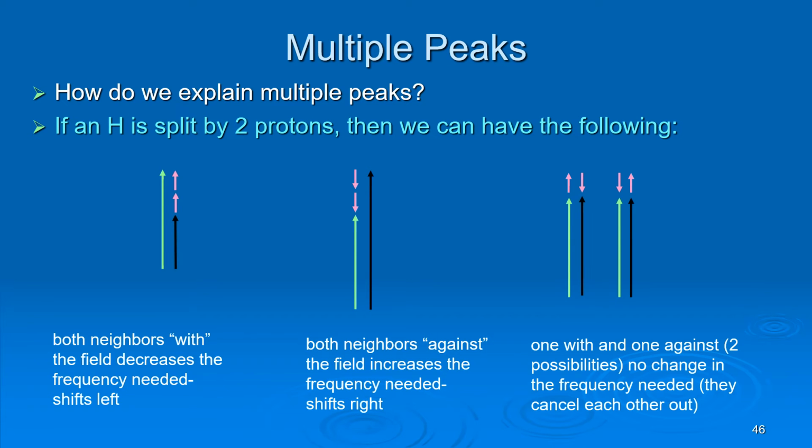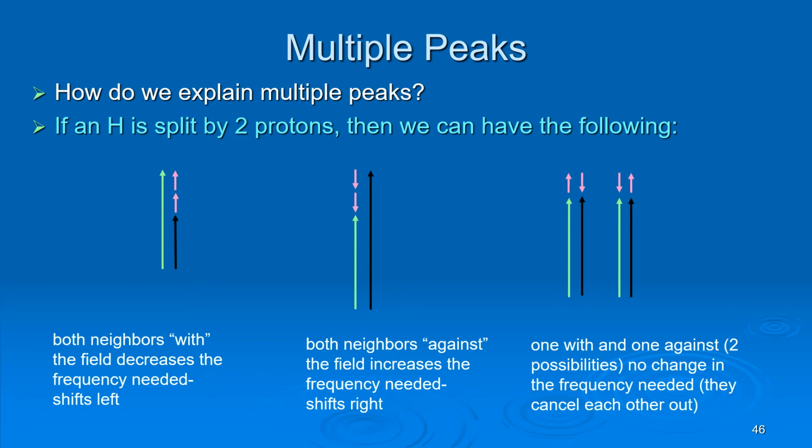All right, so how do we explain multiple peaks? Here's what's happening. What if a hydrogen is split by two protons, two neighbors? Either both neighbors can be with the field, and so it decreases the frequency by two little pink arrows, quite a bit, so it shifts to the left. Or if both of the neighbors are against the field, then you have to overcome both of them, and so this will shift to the right.